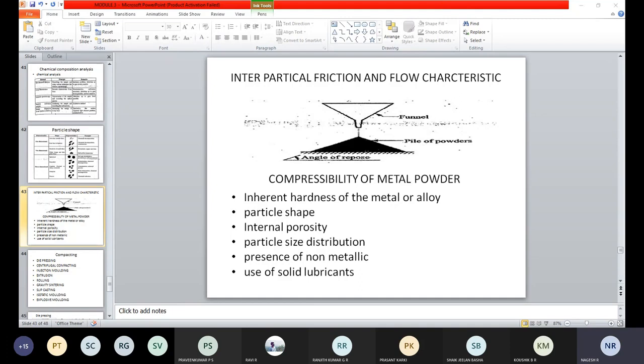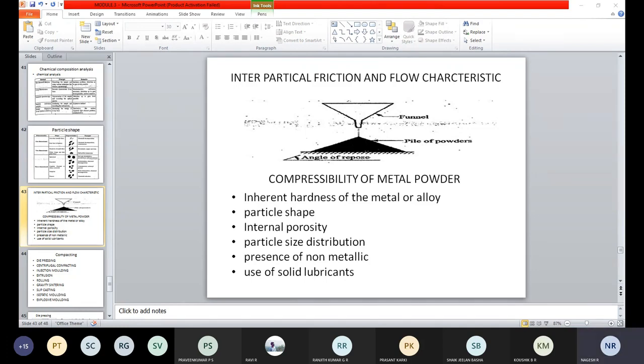So for compressibility here, in order to get good powders, we need the highest compressibility to take place. High compressibility should take place so that all the air entrapped inside the component we are manufacturing can escape.